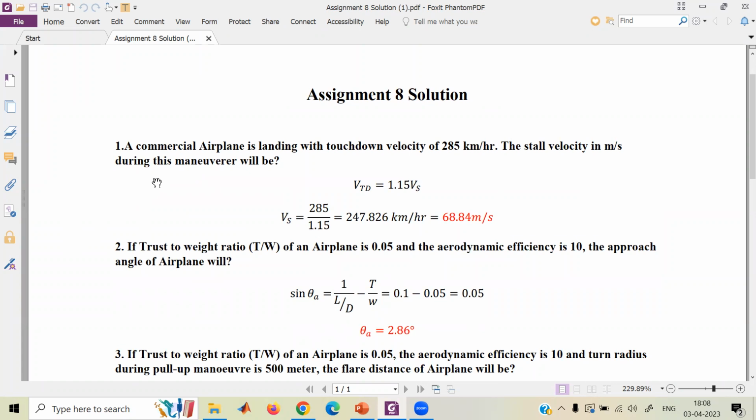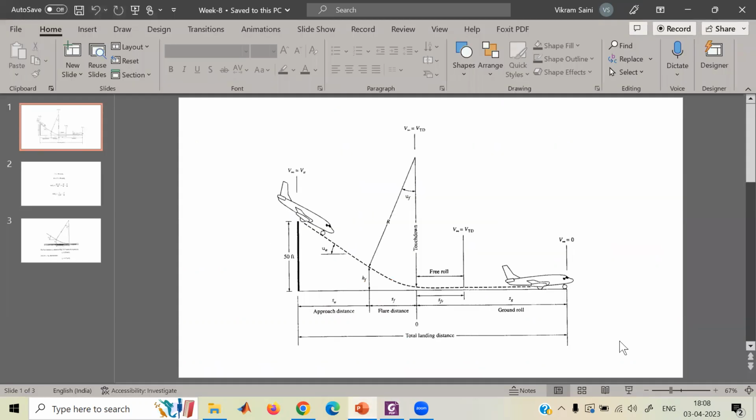The first question is, a commercial airplane is landing with touchdown velocity of 285 km per hour. The stall velocity in meter per second during this maneuver will be. So are you aware of what is the touchdown velocity? Anyone of you? Velocity at which the plane is approaching the runway. Okay, so yeah, that's correct, but let's be very specific.